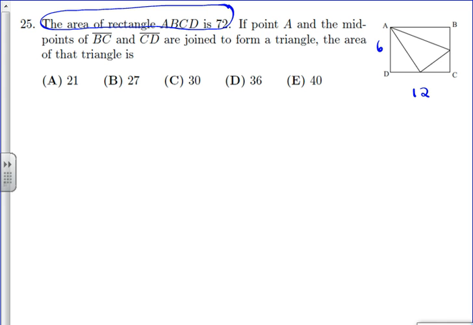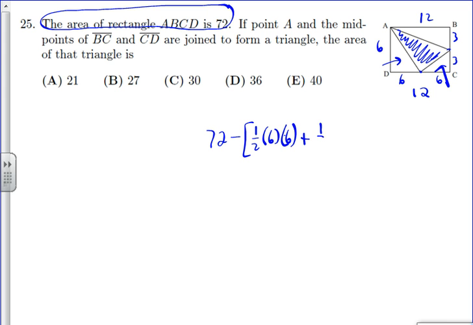Well, I can find that because if these are midpoints, then this is 6, this is 6, this is 3, this is 3. We already know this up here is 12. A great way to find the area of a shape that's inside a shape is to find the area of the whole thing, which we already know is 72, minus each of the parts. So this triangle here is 1/2 times 6 times 6. And then this triangle here is 1/2 times 3 times 6. And then that other triangle, this one right here, is just 1/2 times 12 times 3.